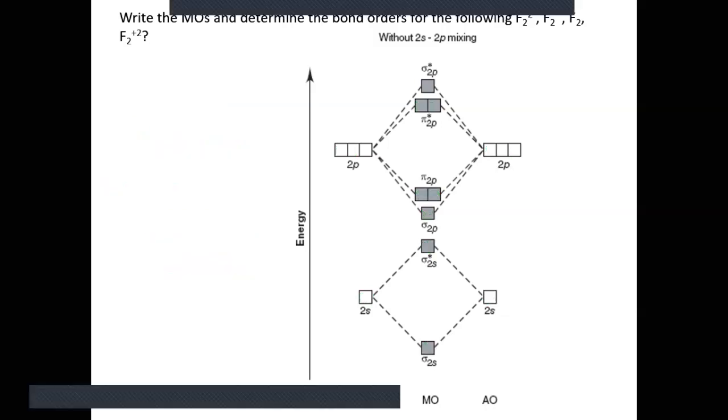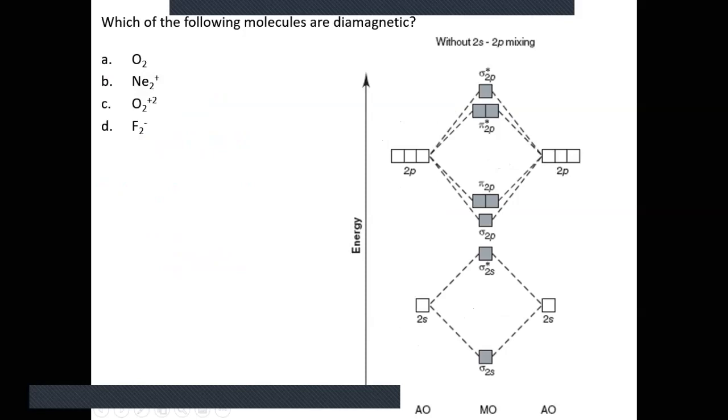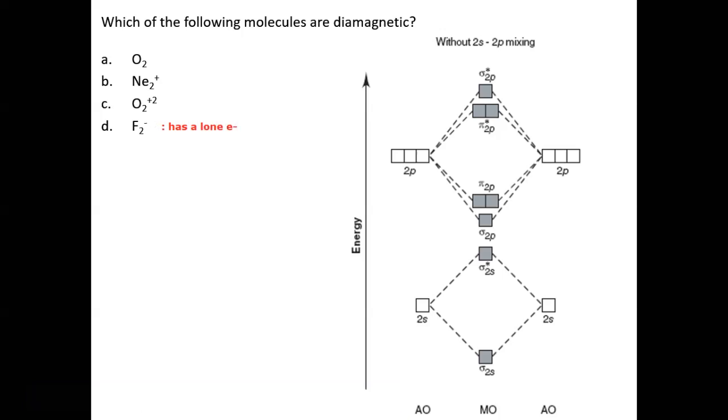Now, one more example. We have the following diatomic molecules. Which ones are diamagnetic? Meaning they have no lone electrons. So F2 minus, we did notice from the previous slide, has a lone electron. We just got to do these here. So let's look at oxygen first.